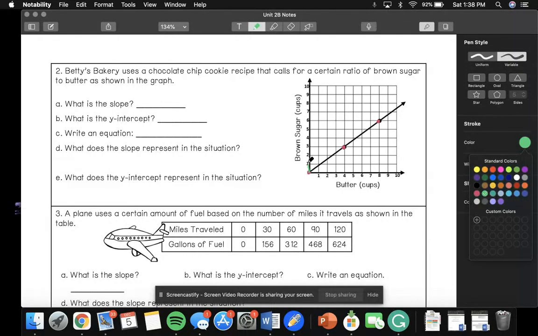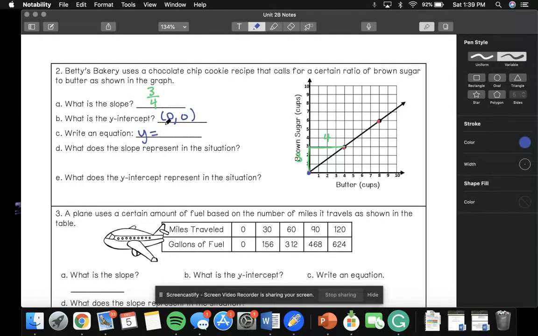It looks like the rise is 3 and the run is 4. So the slope is a 3 to 4 ratio. Then it asks what the y-intercept is. To find the y-intercept, we figure out where it starts on the y-axis. It looks like it starts at 0, 0. So the equation would be y equals 3 over 4x. You could put plus 0, but you obviously do not have to.